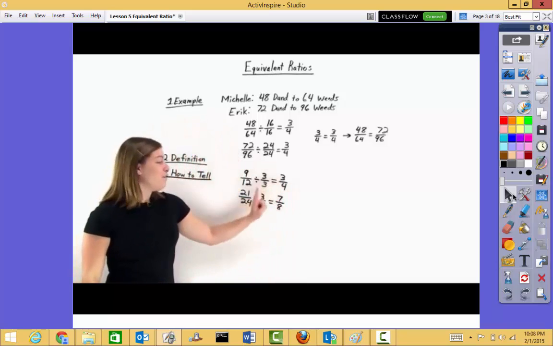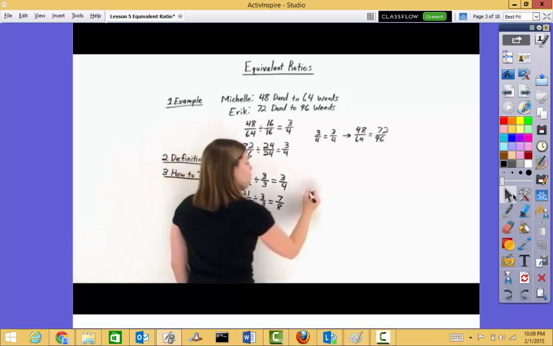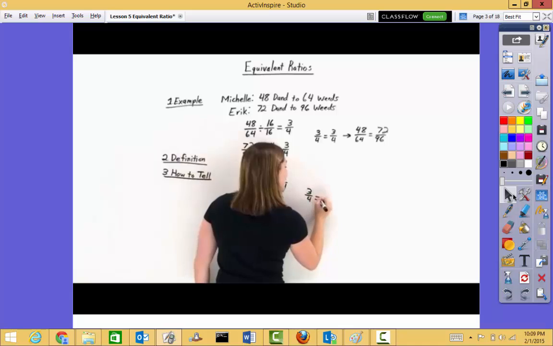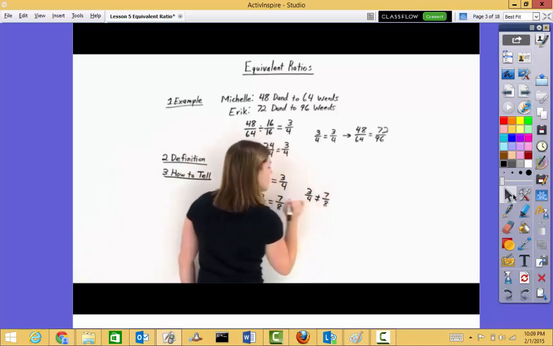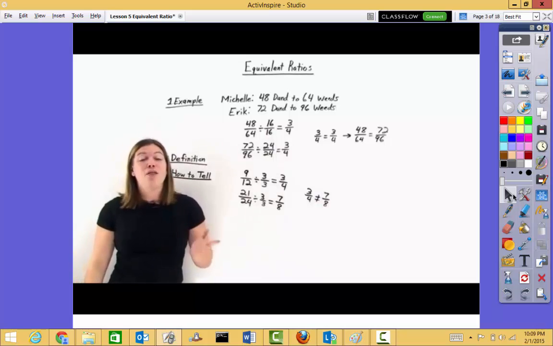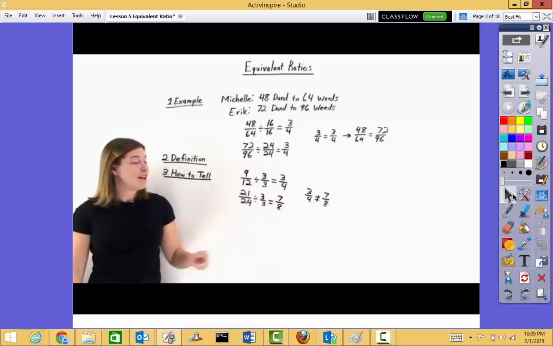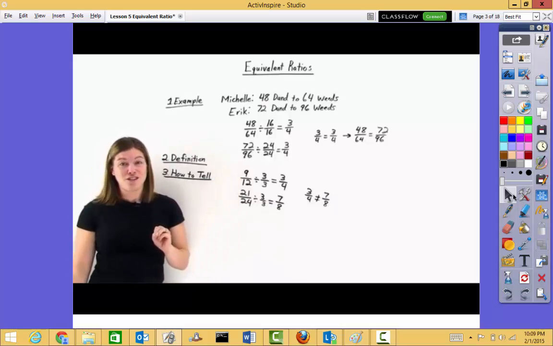Now, is 3/4 the same as 7/8? No, it's not. 3/4 is not equal to 7/8. Since these fractions do not have the same value, that means the original fractions do not have the same value either, which means that these are not equivalent ratios.